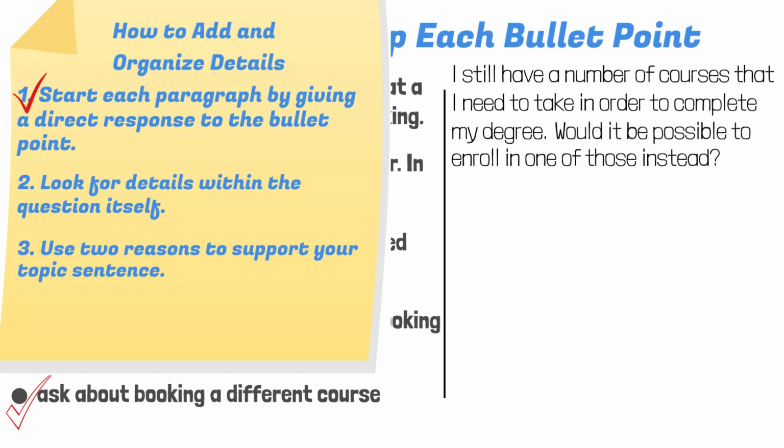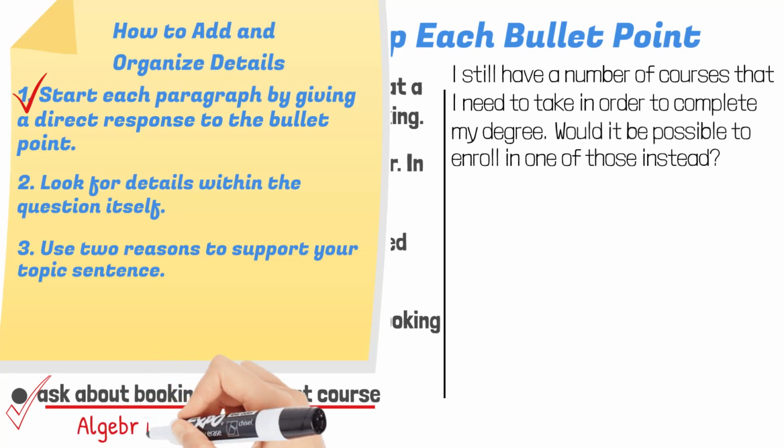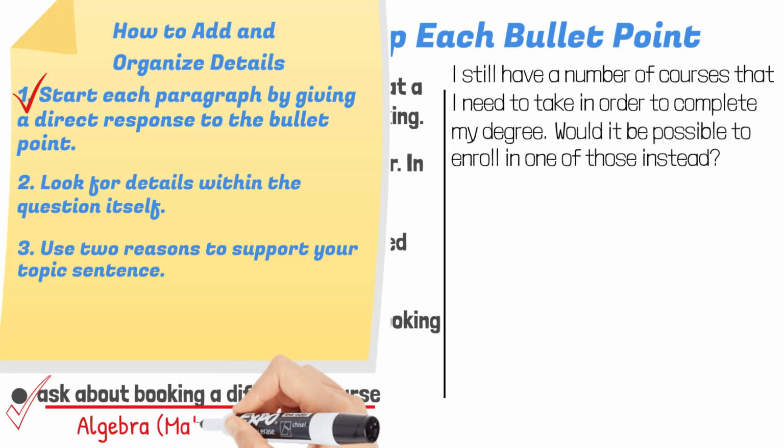And then I will add some details to support this topic sentence. To respond to this bullet point, of course, we need to say what course we want to book. Let's say we want to book the algebra course. Algebra is just a math course.